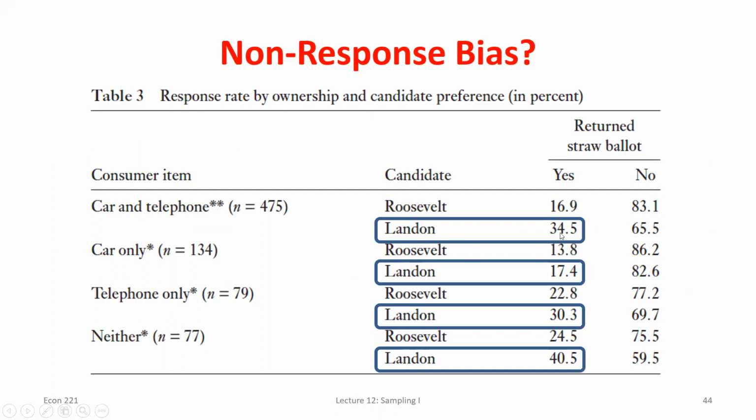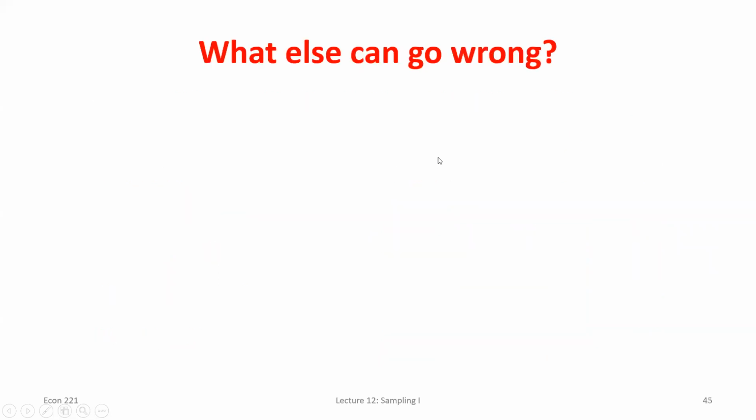Well, the people voting for Landon here, 35% compared to the 17% of people who voted for Roosevelt, were likely to respond to a survey. So we had a huge non-response bias. The Republicans, or people who voted for Landon, were twice as likely to respond to these surveys. Okay? And that is our non-response bias. So what else could have gone wrong?